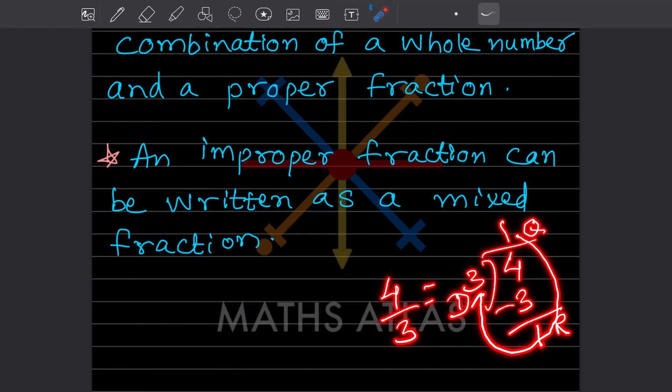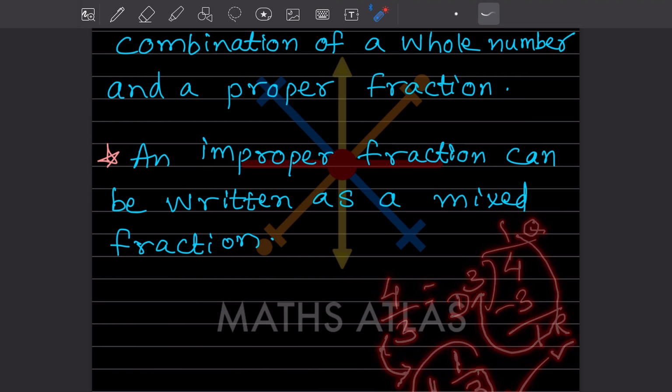Whatever the quotient is, it will be a whole number. And what is the remainder? That will go in the numerator. And whatever the divisor is will go in the denominator. Hope you got it. This is how to make an improper fraction into a mixed fraction. This is the mixed fraction.